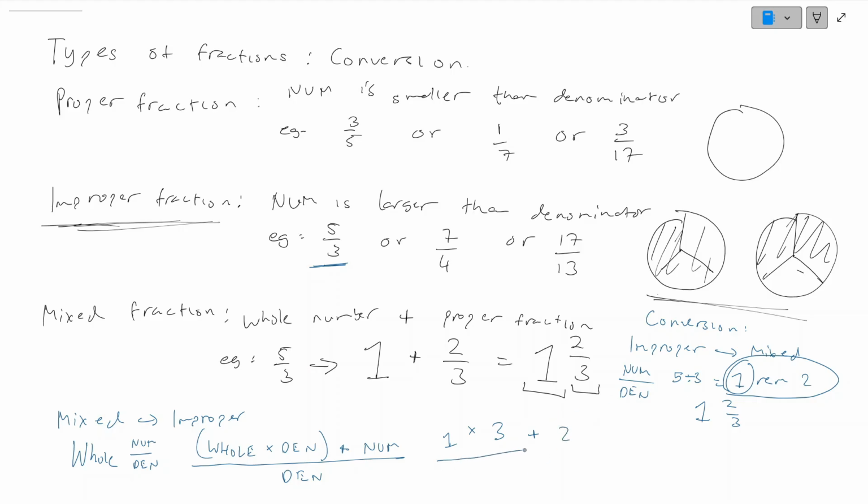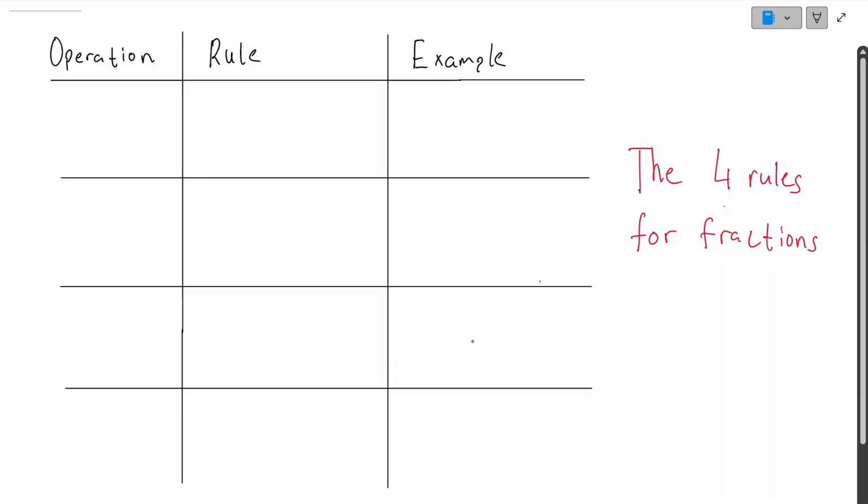And that entire thing we will divide by the denominator, which is 3. This will then give us 1 times 3, which is 3, plus 2, which is 5, divided by 3. So 5/3, which is the improper version of the mixed fraction, that is 1 2/3. Next up, we will look at the 4 rules for fractions, which will tell us how to add, subtract, multiply, and divide those fractions. The first operation is simplifying fractions.